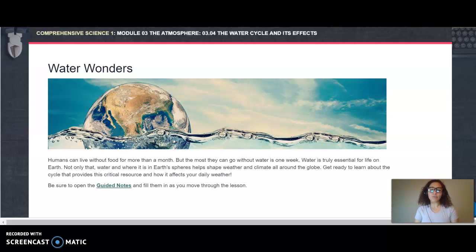Hi students, this week we are going to be learning more about the water cycle and we're going to be tying it together with weather and climate. So when you get to the first page, make sure that you open up your guided notes and you take those for the module exam and the quiz this week.